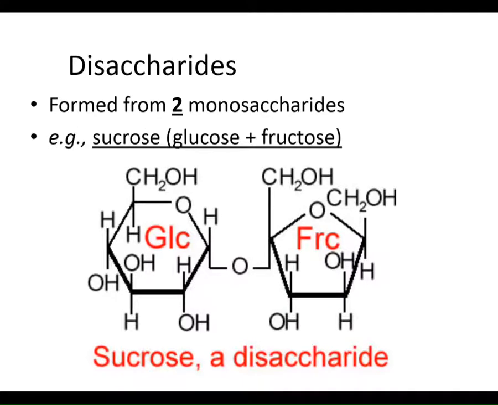Disaccharides are two sugar molecules linked together. I've already given you an example of this: sucrose. Sucrose is your table sugar. It is the 5-pound bag of sugar in your cabinet. That is not glucose. That is sucrose. It is a disaccharide. And what it basically is, look at this picture, is a glucose holding hands chemically with a fructose. So it's glucose plus fructose together.